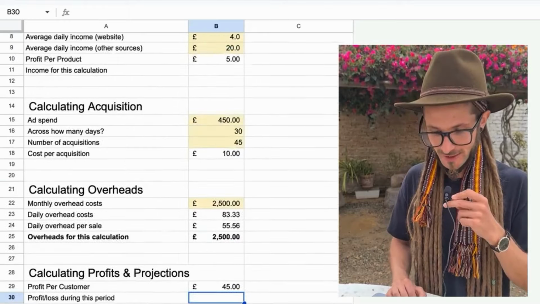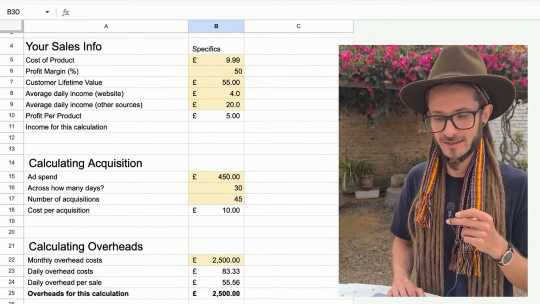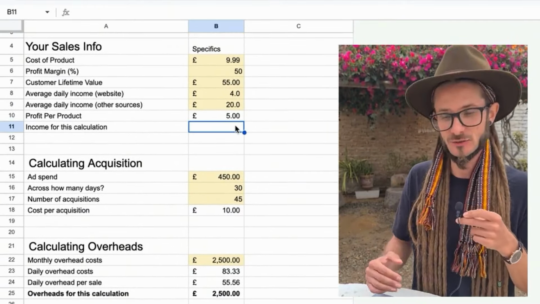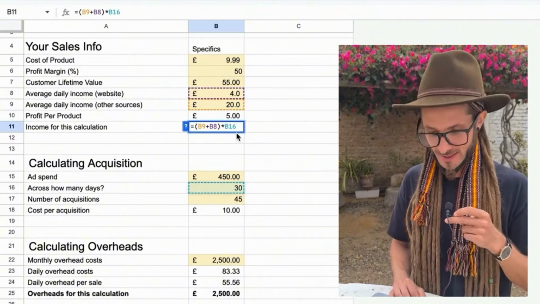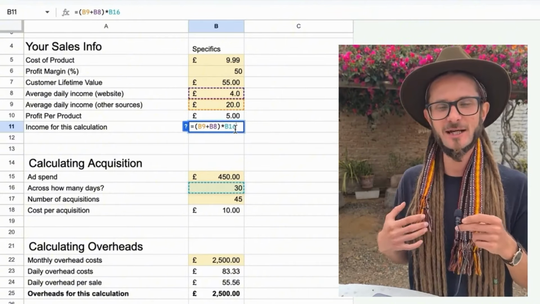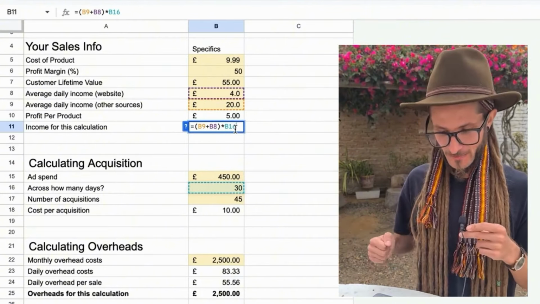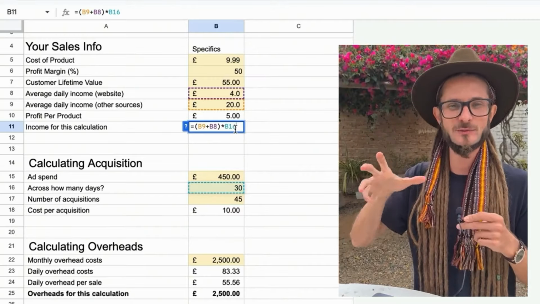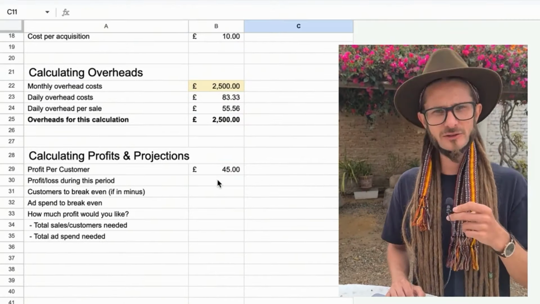So for this next section, we actually need to go back to the first table. There was one cell here that we didn't add in, and because we had to add in the additional info first, the calculation looks at this, right? What's the average daily income outside of ads for the business? And then we're timesing that by how many days we're looking at within this calculation. Now we've got to look at the next sections.